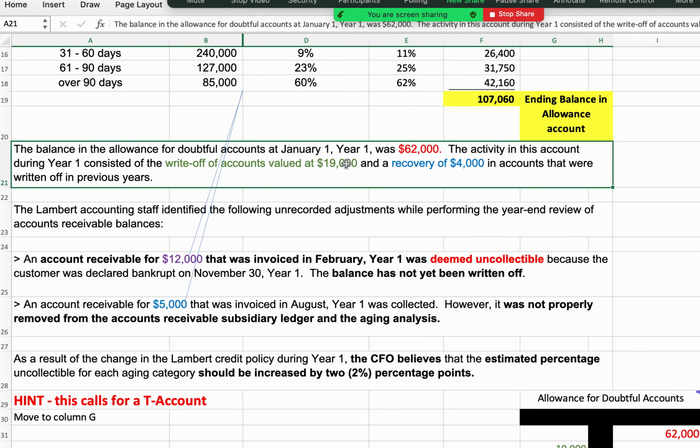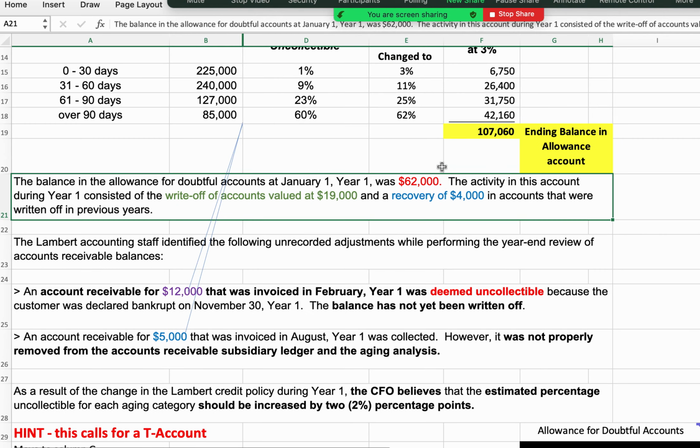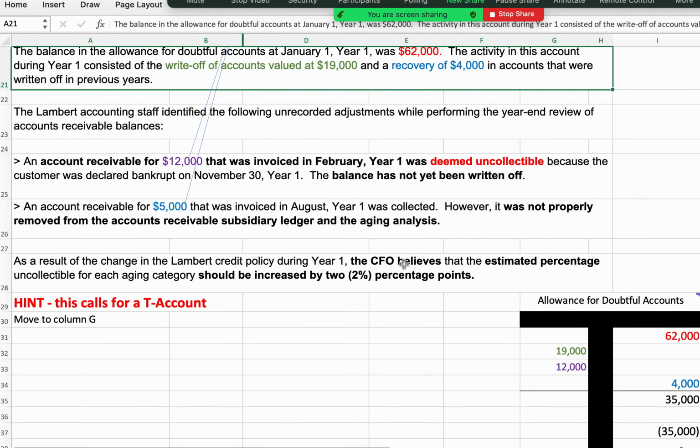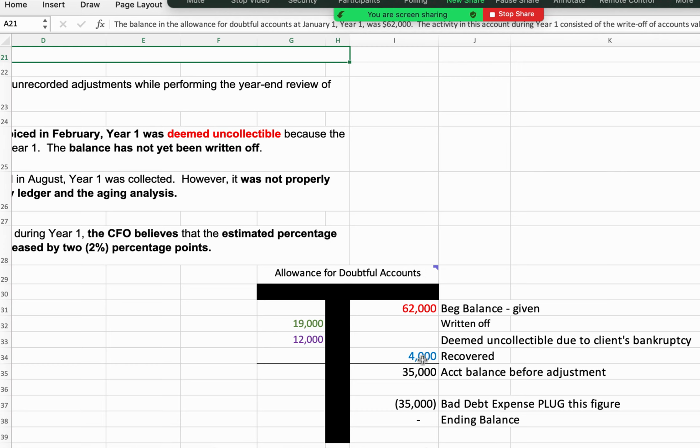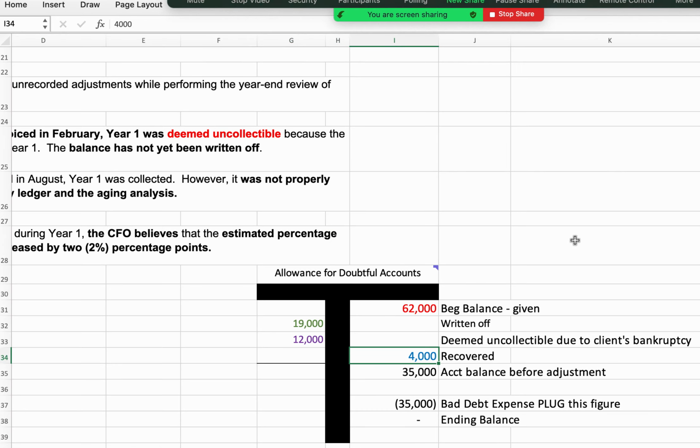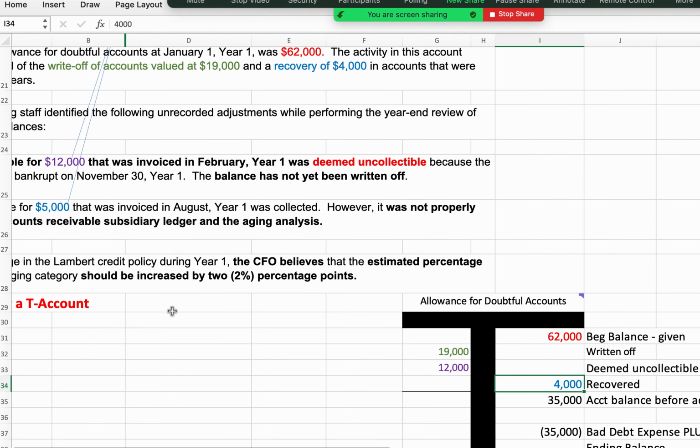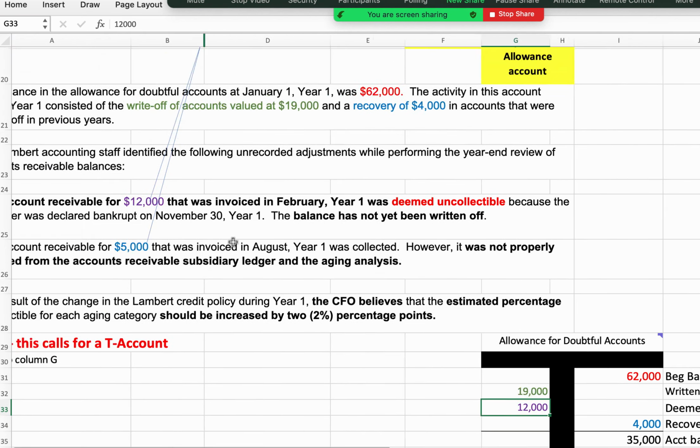Okay, there's a recovery of $4,000. So recovery means that the account was written off. Let's say that we wrote the client's account off because they went to prison and we figured they're going to be in prison for a while. They're not going to pay us, so we're going to write it off. But they got out of prison and they got a job and they paid us off. So since they paid us off, we don't really need to remove that from our allowance account. We're going to put that back in here because it was recovered. So now this $4,000 balance is among the accounts that can become uncollectible. Where is this $12,000 written?